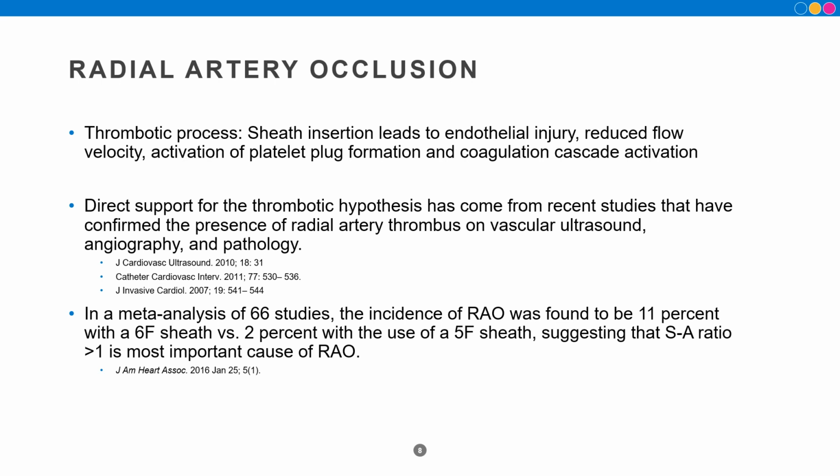In a meta-analysis of 66 studies, the incidence of radial artery occlusion was found to be 11% with a 6-French sheath versus only 2% with a 5-French sheath, clearly suggesting that a sheath to artery ratio of more than 1 is a very important cause, or the most important cause, of radial artery occlusion.